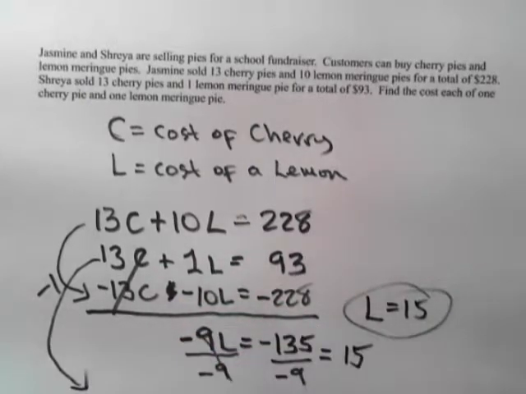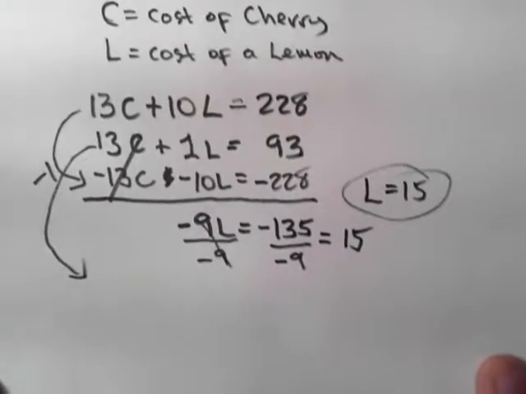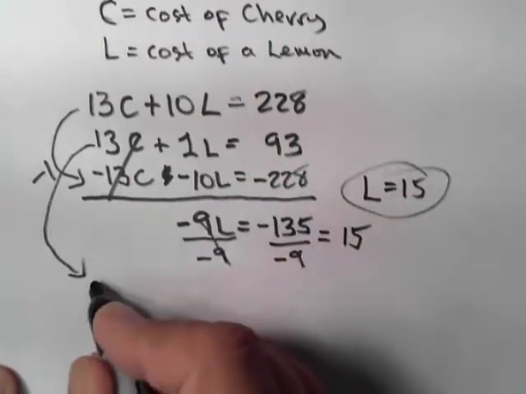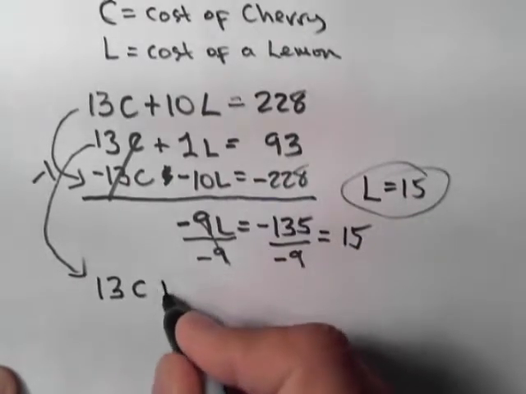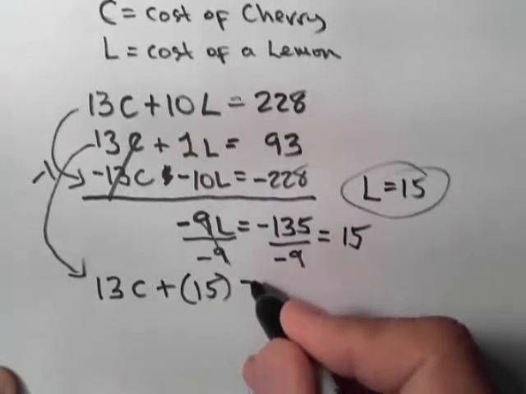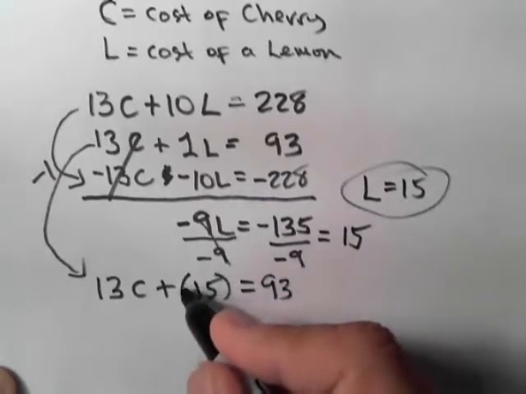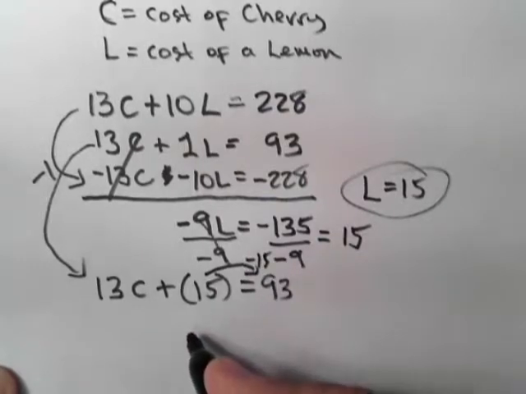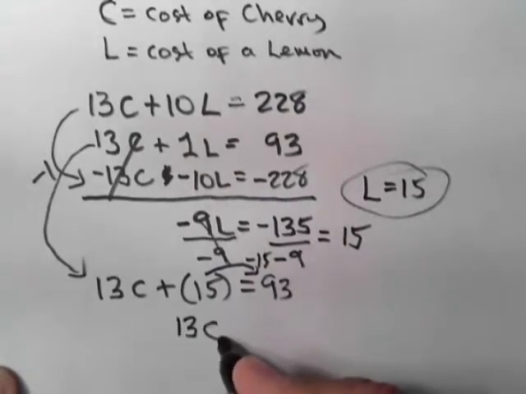Let's take one of the equations, the one with the simpler numbers, looks like the second one, and let's work with it to solve for the cost of the cherry pies. The original second equation was 13 cherries plus 1 lemon, which we know is 15, equals 93. We have to take this plus 15 and move it over as negative 15. So I end up with 13 cherries equals 93 minus 15, which is 78.